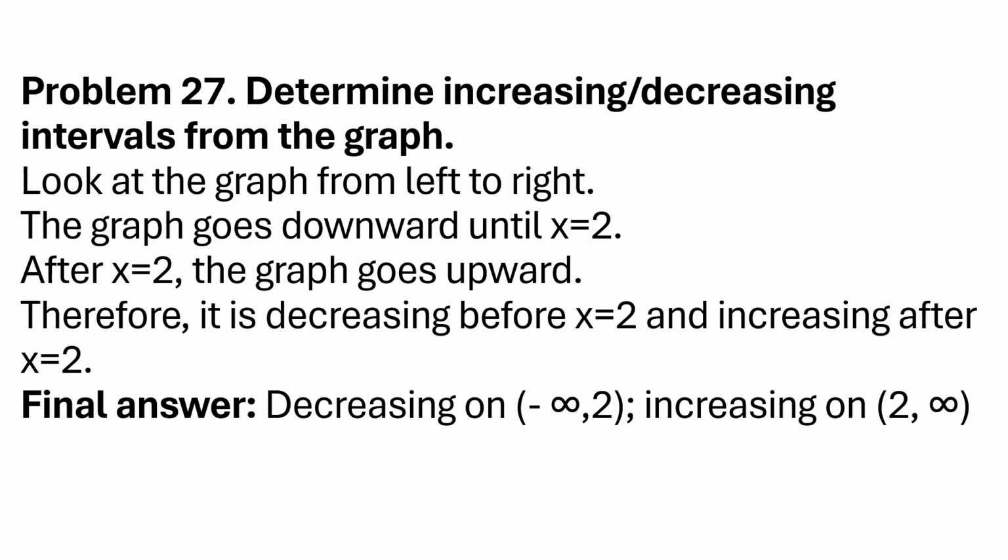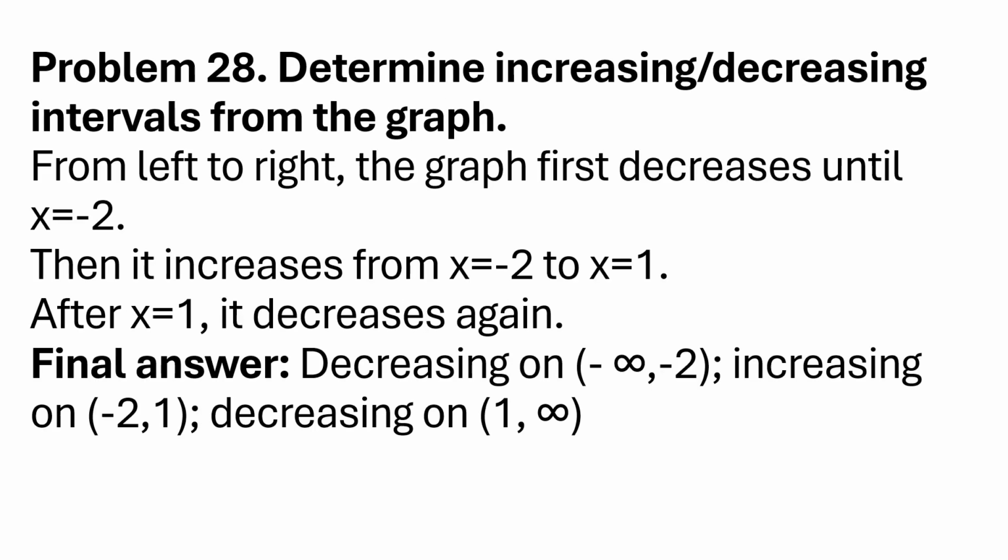Examine the graph carefully. The graph decreases until it reaches its lowest point at x equals 2. After that point, the graph increases. Therefore, the function is decreasing on negative infinity to 2 and increasing on 2 to infinity.